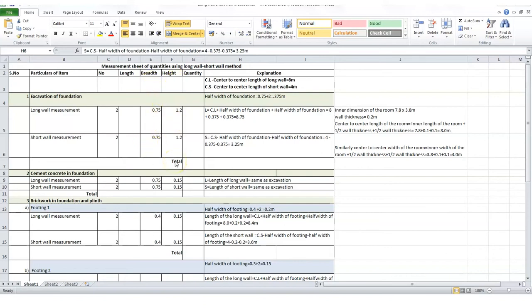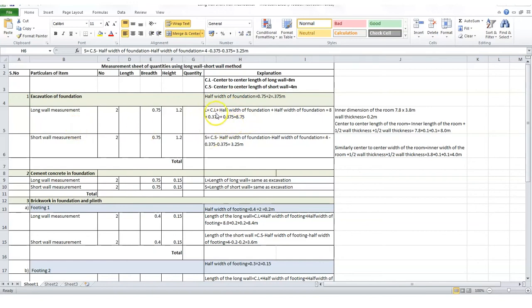The height is also referred to as depth. It is the height of the particular item. We saw that in excavation, we refer to the section drawing to find out the depth of the excavation. In the final column, we multiply the number, the length, breadth, and height to find out the quantities. Right? Now, first of all, we look at the long wall measurement for the excavation purpose.